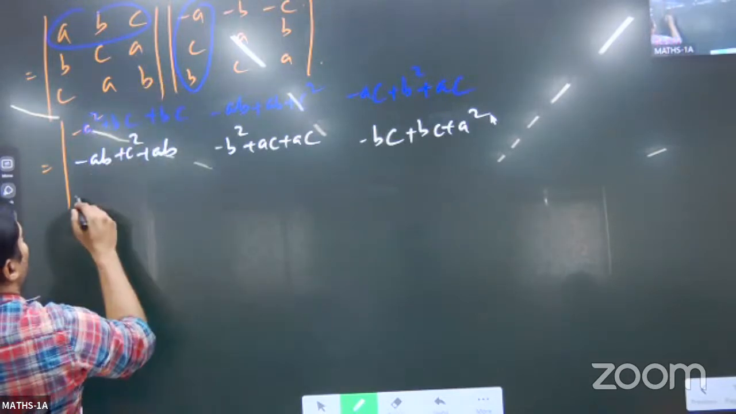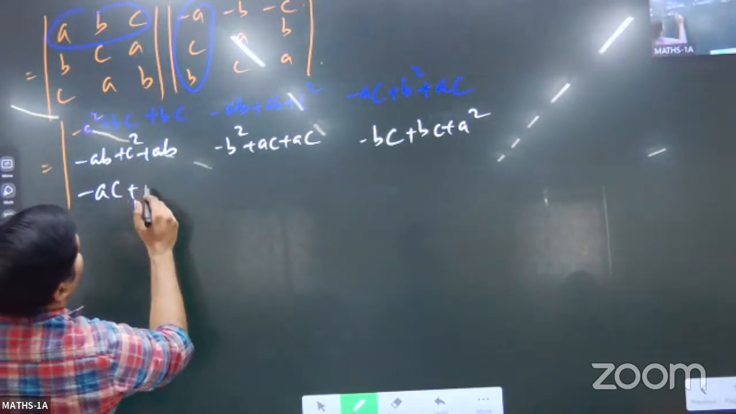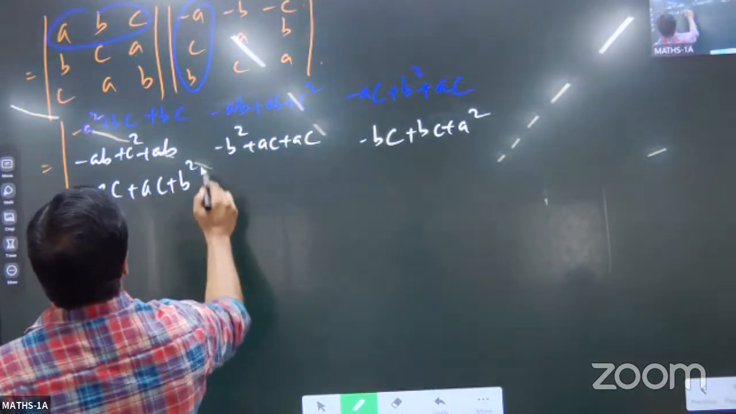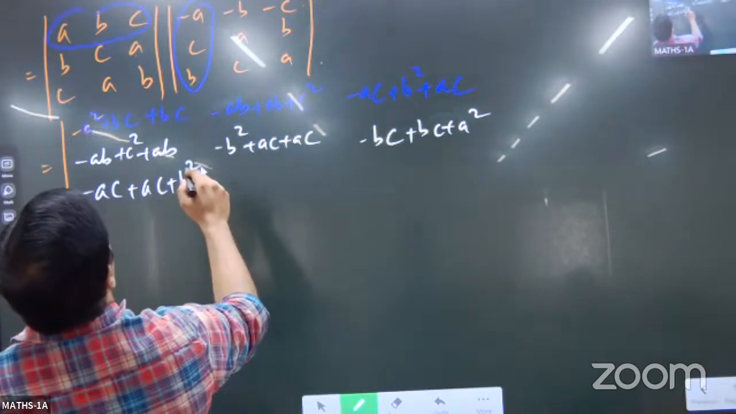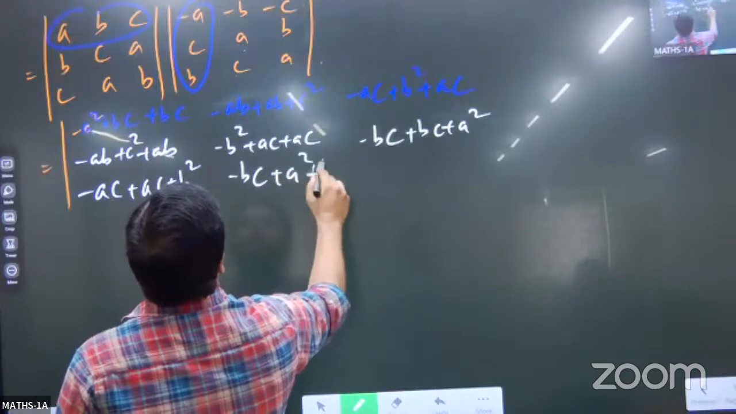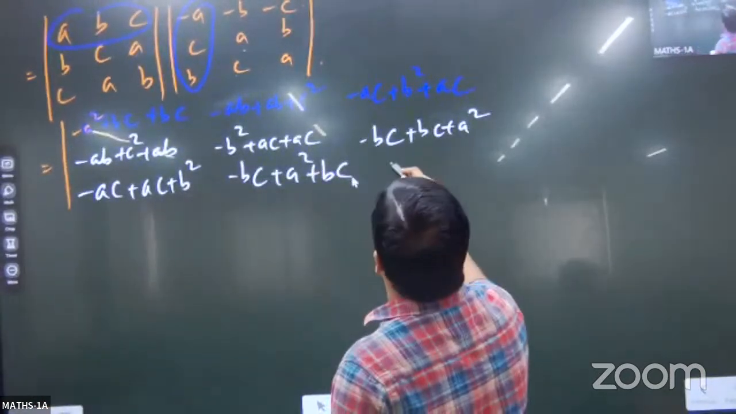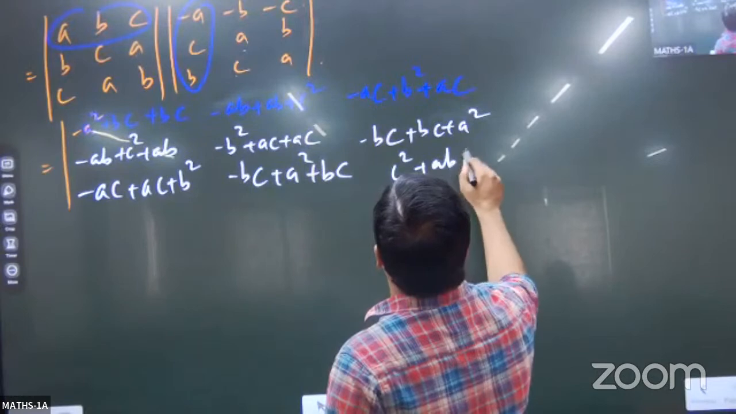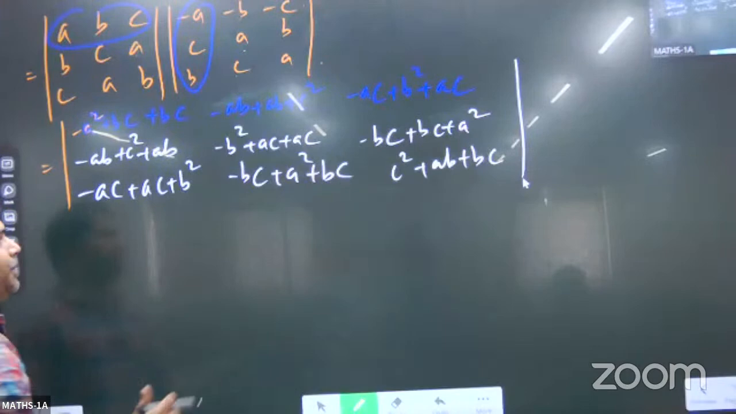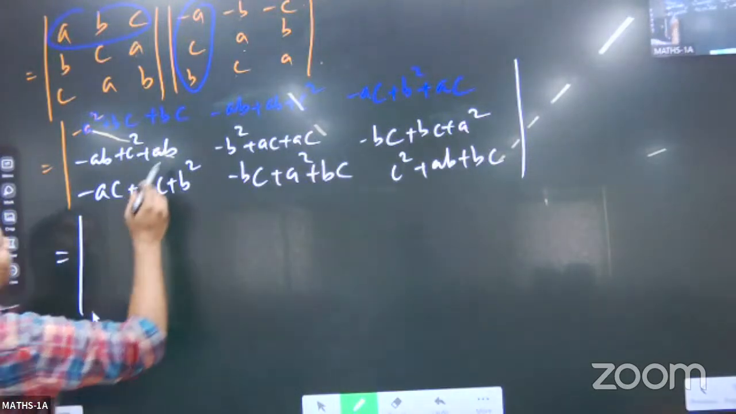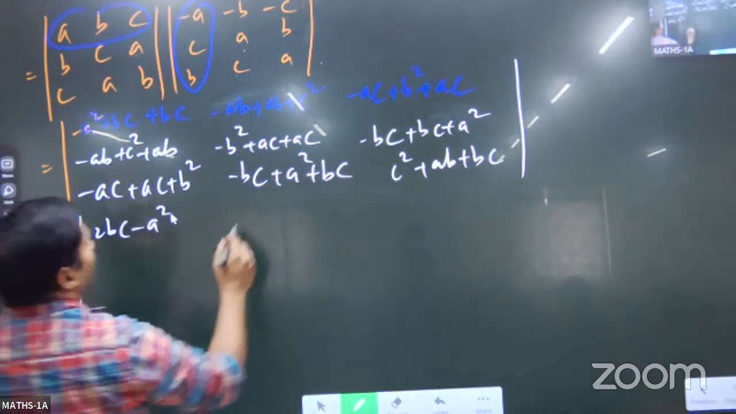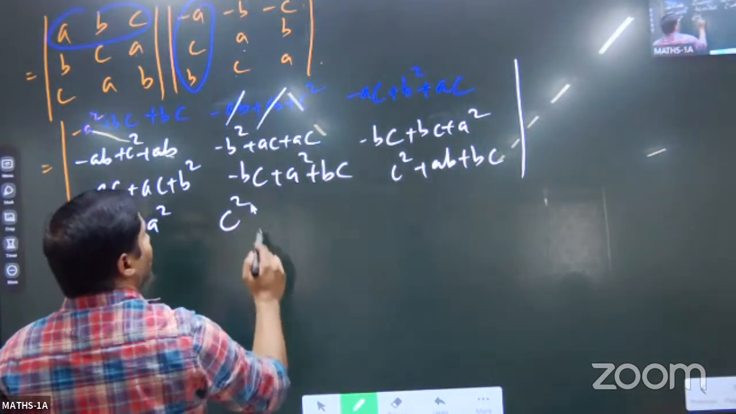Now third row with first column: minus AC plus AC plus B square. Next, minus BC plus A square plus BC. Next, C square plus AB plus BC. Is it clear? That is the thing. Now have a look here. BC plus BC, 2BC minus A square. Here AB gets cancelled, and what I get is C square.